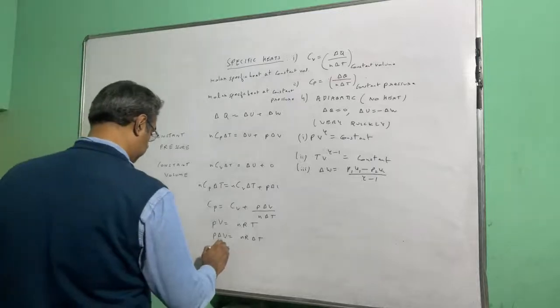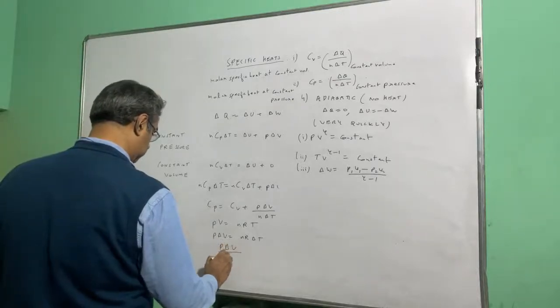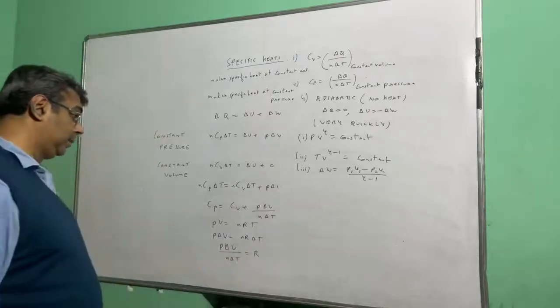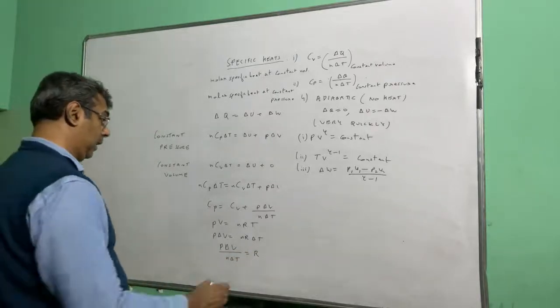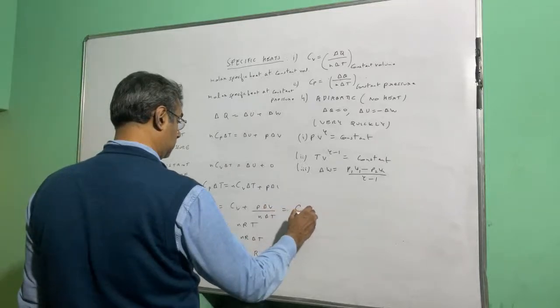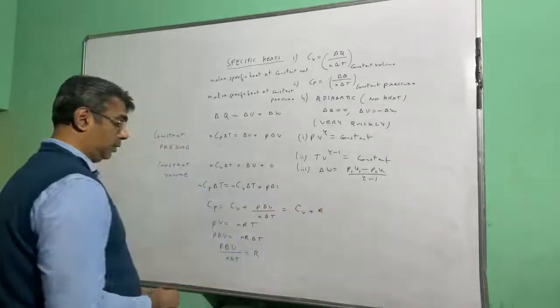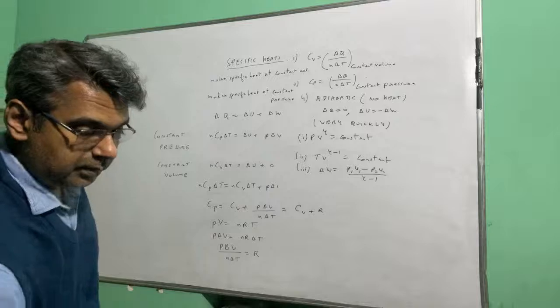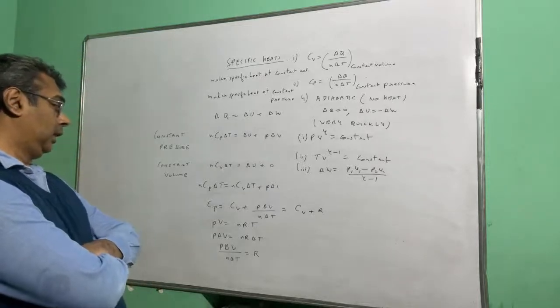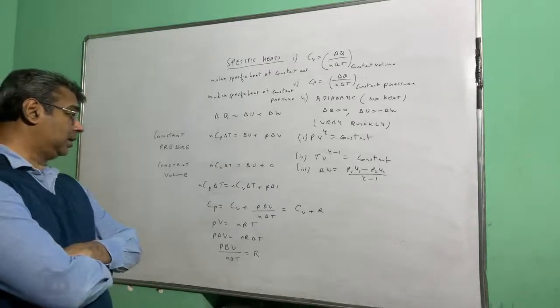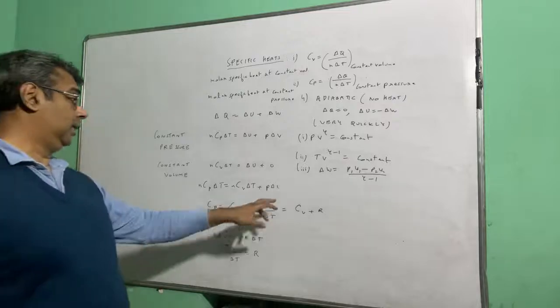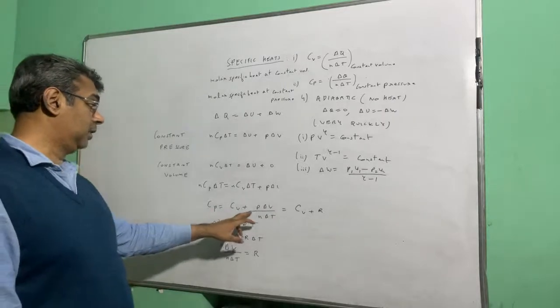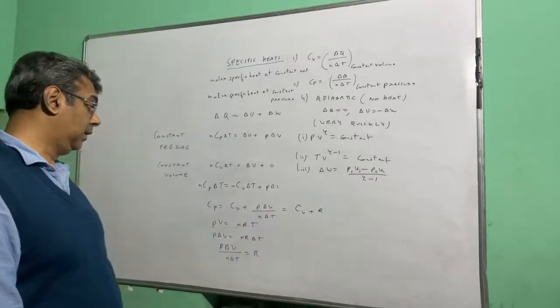That means P delta V by n delta T will be R. So Cp will come Cv plus R. nCp delta T is nCv delta T plus P delta V, so Cp will be Cv plus P delta V by n delta T.